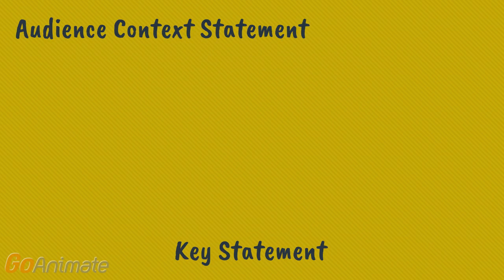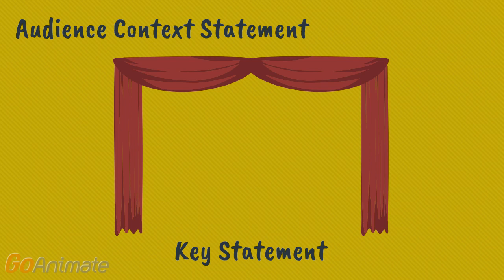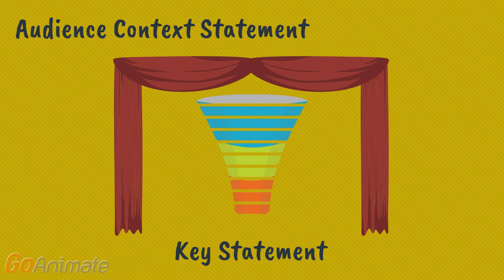The audience context statement sets the scene. It must be written for the audience. It must set the correct context for the rest of the presentation. In other words, it must set audience expectations to what I'm about to talk about. And it must lead towards my key statement.